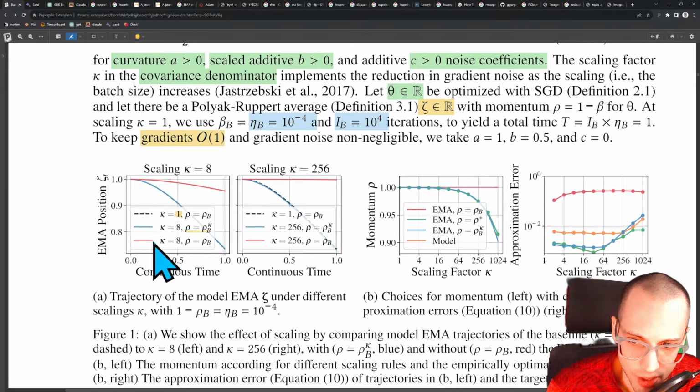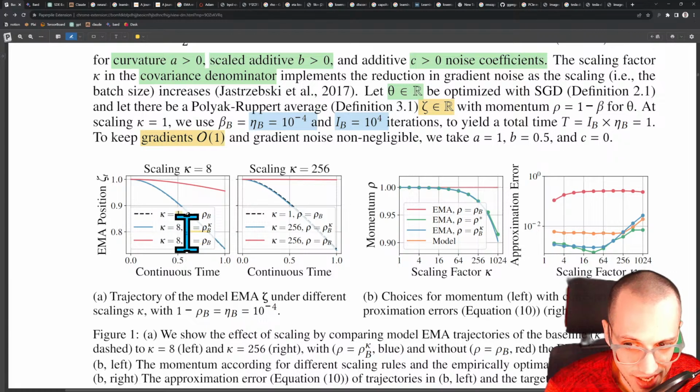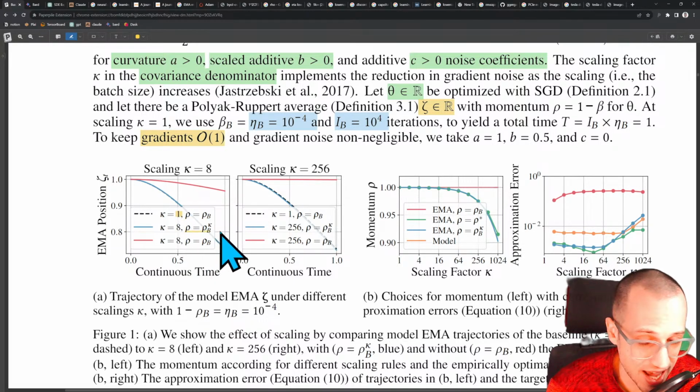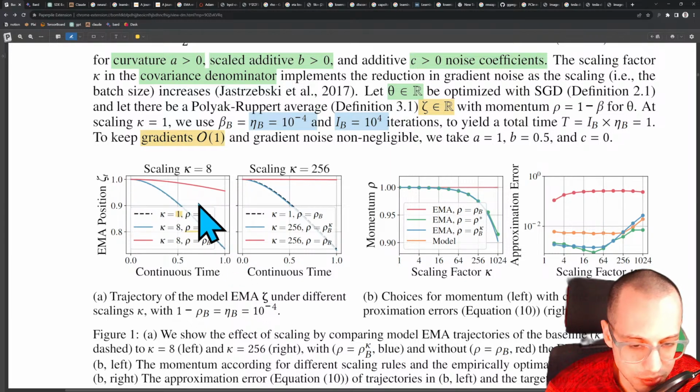And they're trying to say, okay, well, if we say k equals 8 and we use the same rho as before, we get this red line. And this red line is different from this black dotted line. But if we take k equals 8 and we take our momentum and set it equal to the momentum to the k, or basically our momentum to the 8th, we end up with this blue line. And this blue line is right on top of this black line.